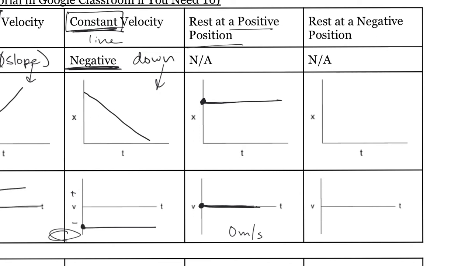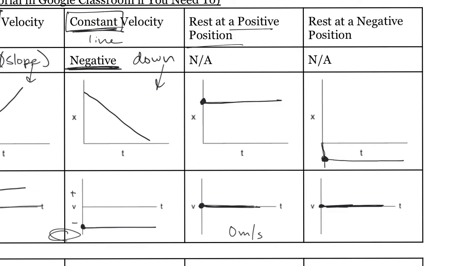For your rest in a negative position, we actually have to change our graph a little bit, okay? Because we don't have a negative position over here. So at a negative position, I go down here, but if I stay at rest, it stays the same spot. So flat is a rest. And then on my velocity, if I'm resting, my velocity is still 0. So I start at 0, stays 0 the whole time. Okay, it's the same as the other one that is rest. If you're at rest, your velocity is 0, and your position time graph is just a straight, flat line.